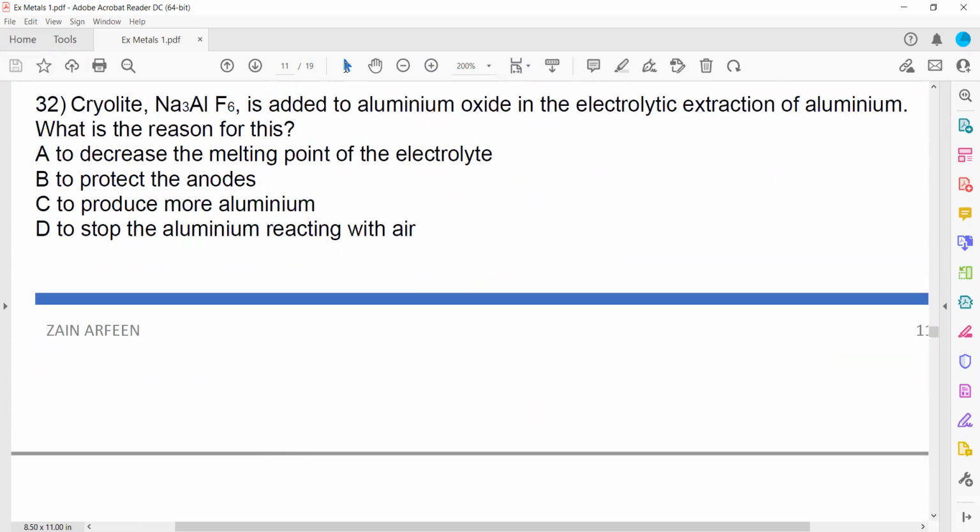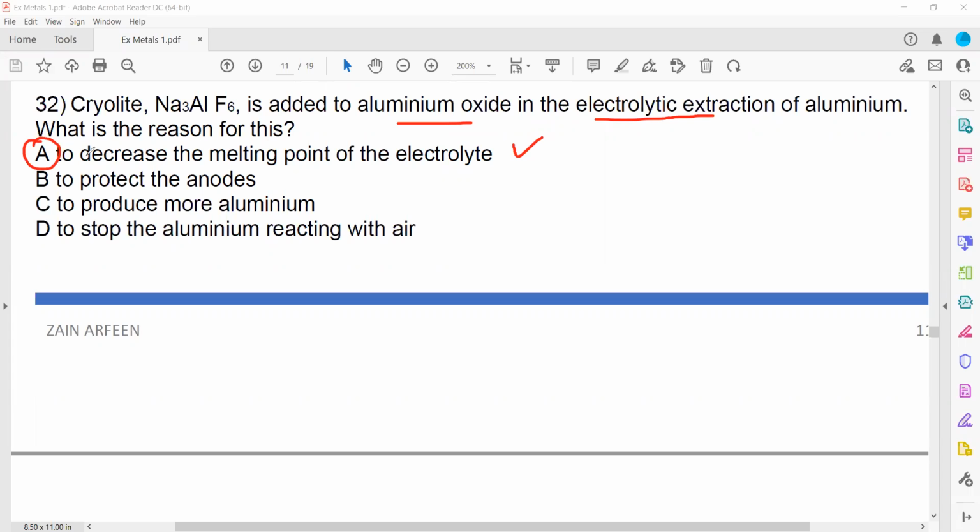In question 32, cryolite, which has the formula Na3AlF6, is added to aluminium oxide in the electrolytic extraction of aluminium. What is the reason for that? To decrease the melting point of the electrolyte, that's true.